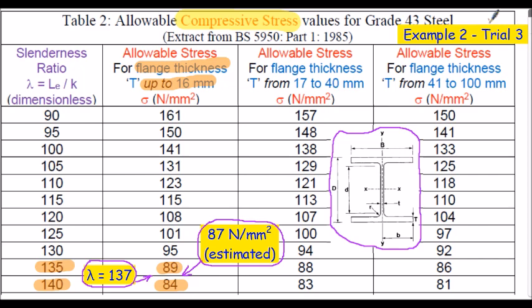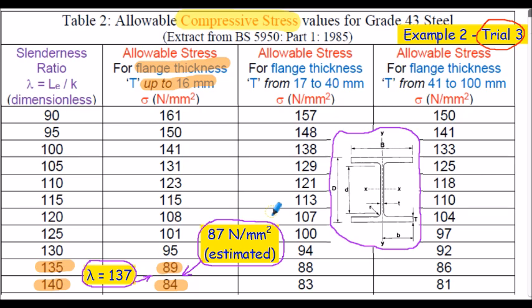Example 2, trial 3. As the thickness of the flange, capital T, is 11 millimeters from our previous table, we're again in the first column here of the allowable stresses. And because our slenderness ratio of 137 lies between the values of 135 and 140 in the table, I've again estimated the allowable stress for the flange at 87 newtons per millimeter squared.